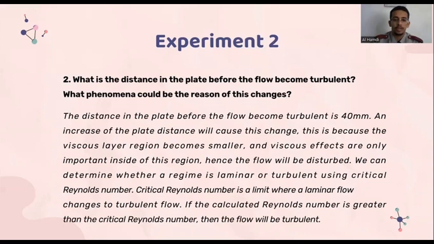We can determine whether a region is laminar or turbulent using the critical Reynolds number. Critical Reynolds number is the limit where a laminar flow changes to turbulent flow. If the calculated Reynolds number is greater than the critical Reynolds number, then the flow will be turbulent.